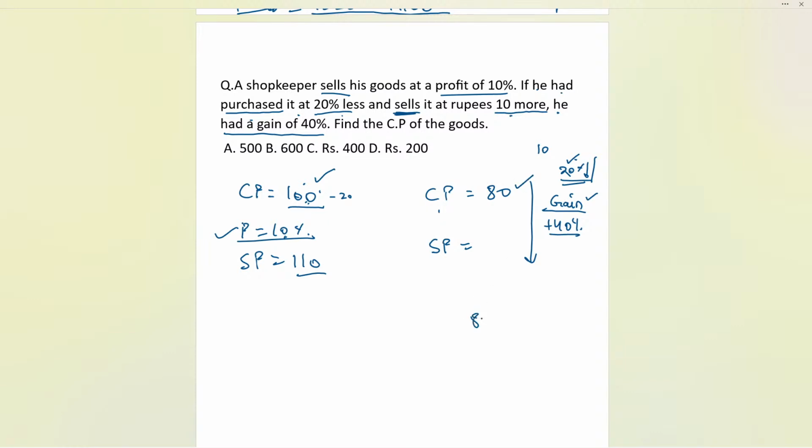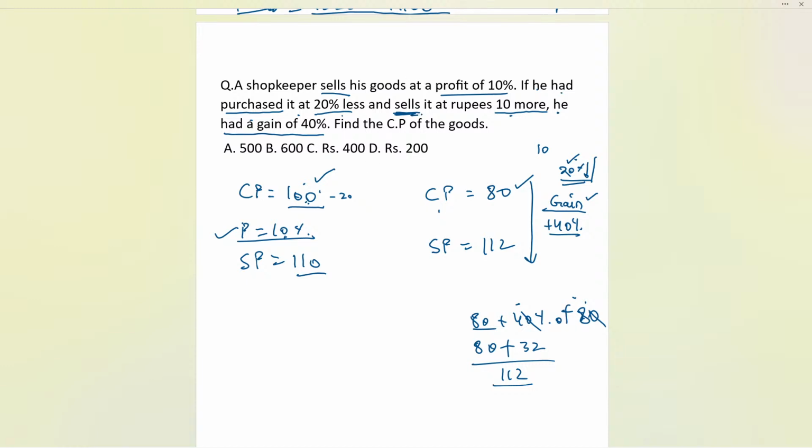So in 80, you can add this 40%. 40% of what? The 80 only. So now what will it come out to be? 4 times 8 is 32, and the 0 cancels because we are going to divide by 100. 4 times 8, 32, you can directly write like this. And it will be 112 that we are getting over here. 112.